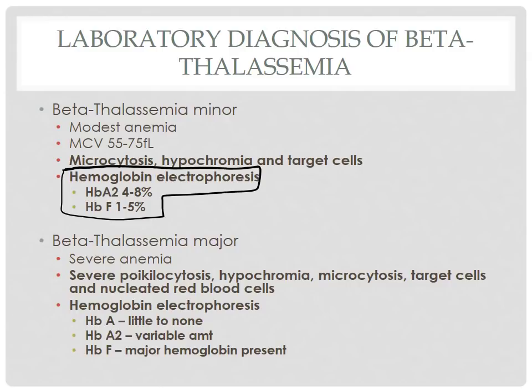For beta thalassemia major, these patients have very severe anemia. They are having hemolysis, so they also have hypochromic, microcytic cells. Lots of immature red cells, or the nucleated red cells, are coming through as well. And for this, again, hemoglobin electrophoresis is the most important way to diagnose this. They will have no hemoglobin A, a variable amount of A2, and they will have a lot and predominantly hemoglobin F, or the fetal hemoglobin, present.